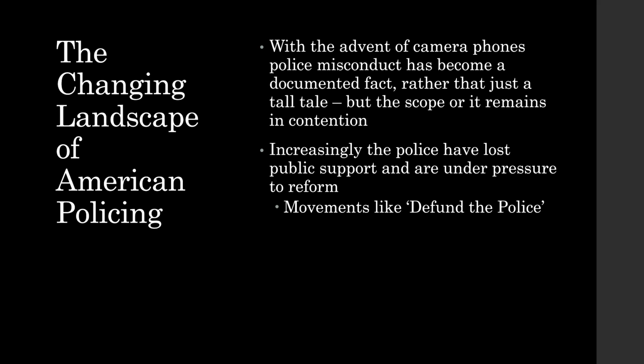People had their own subjective opinions. Police don't beat suspects. Police do beat suspects. Those were two different ones. All of a sudden, fast forward to today, and if we started these lectures talking about George Floyd, all of a sudden we have those videos. Yeah, here the cop is on his neck. Here the cop is going too far. So one of the results of this is the police have lost a lot of public support and are under pressure for reform. This is where we get movements like defund the police.